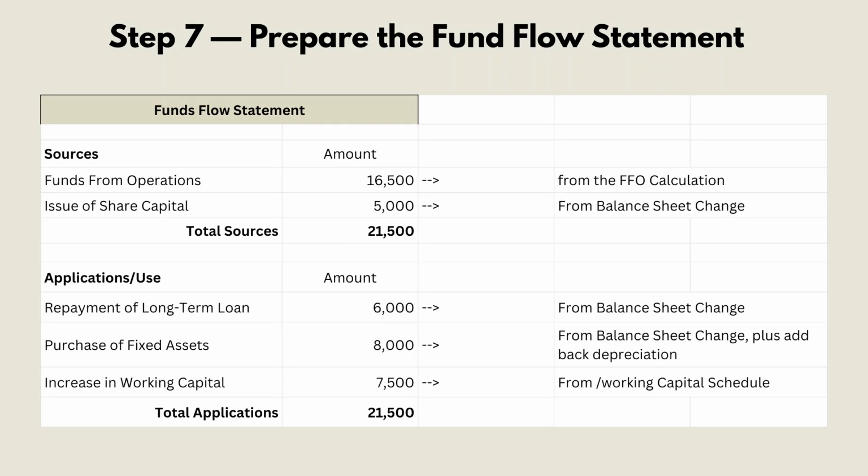Step 7. Now we prepare the fund flow statement. First, we list the sources of funds. Funds from operations, $16,500. Issue of share capital, $5,000. Total sources equals $21,500. Next, we list the applications of funds, the uses. Repayment of long-term loan, $6,000. Purchase of fixed assets, $8,000. An increase in working capital of $7,500. Total applications, $21,500. This statement balances. Total sources equals $21,500, so those applications.